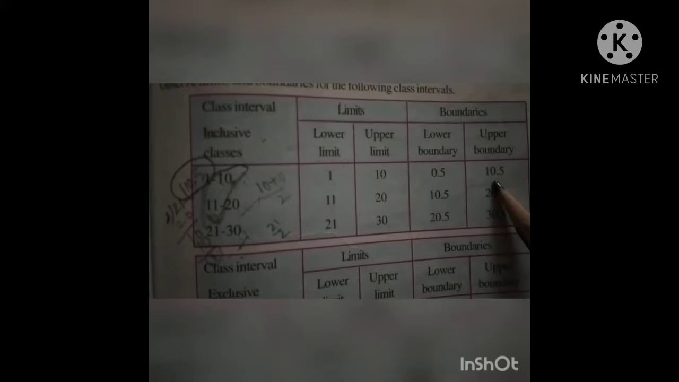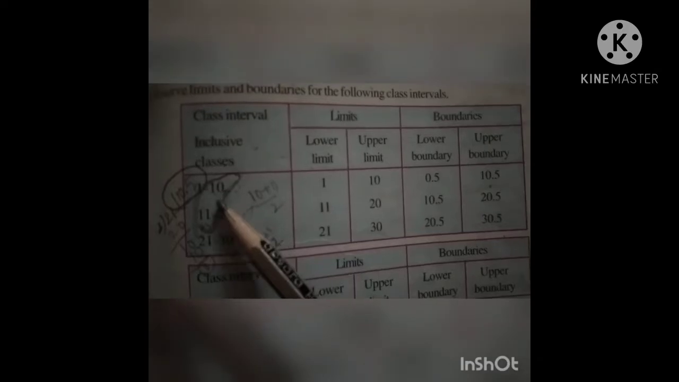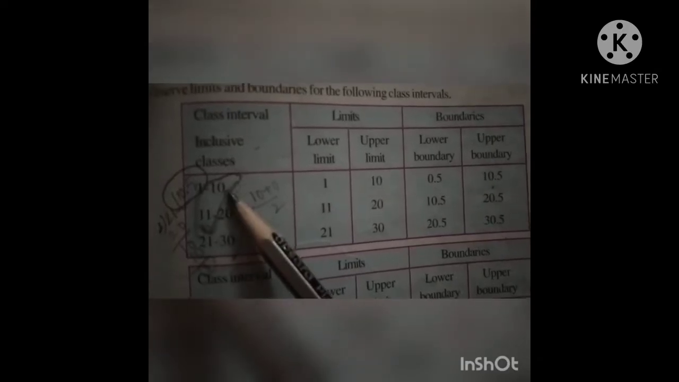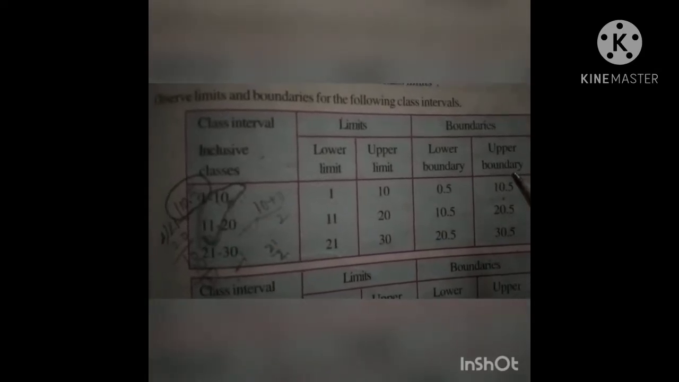Okay children, did you understand? It is the average of the upper limit of the first class and the lower limit of the next class. The average of that is the upper boundary.